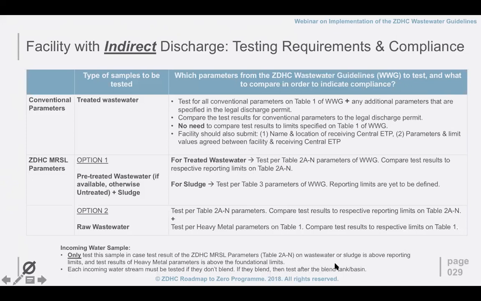For the MRSL parameters, you'll see that there are also 2 options. Option 1 is the pre-treated wastewater, if there is pre-treatment, and sludge from that operation. That is tested against the tables that you see there, similar to the direct discharge situation. And then in option 2, testing the raw wastewater against the parameters in the tables that you see there, and heavy metals against Table 1. And again, the same situation for the incoming water sample: it's held and not tested unless there are findings in the other samples. Okay, next slide.